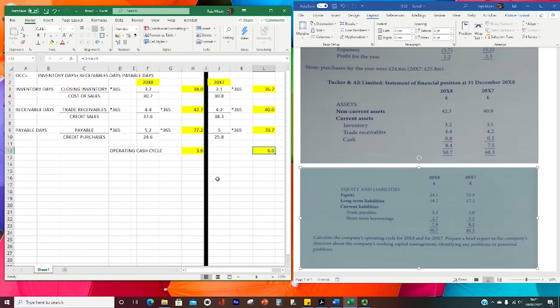Let's look at them one by one rather than jumping on to the final answer. If you look at the inventory days, it took them 38 days to sell in 20x8 and 37 days in 20x7, so more or less a very similar result. One month inventory, it does look like it's a retail business, with quick FMCG, fast moving consumer goods, items which come and go quickly, maybe food items. Receivable days are 42.7 days and 40 days. So they do allow their customers some credit, around 1.5 months, 43 days in 20x8 and 40 days in 20x7, which is a reasonable amount.